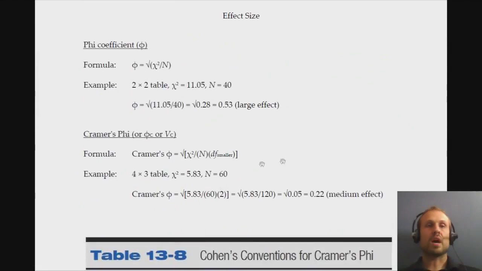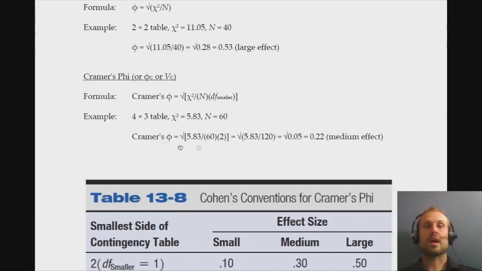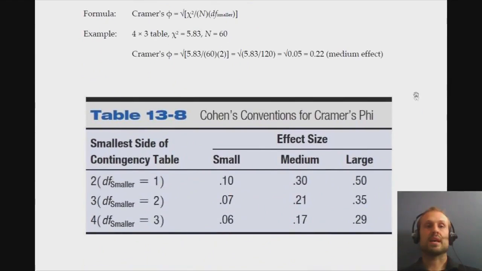If I have larger tables, then I'm using Cramer's phi, which is calculated a little bit differently. The chi-square statistic divided by n, and as well as the degrees of freedom of the smaller of the two variables. So for example, if I have a 4 by 3 table, chi-square statistic of 5.83, 60 people in my sample, I calculate it as 0.22, and it has a medium effect size over here.